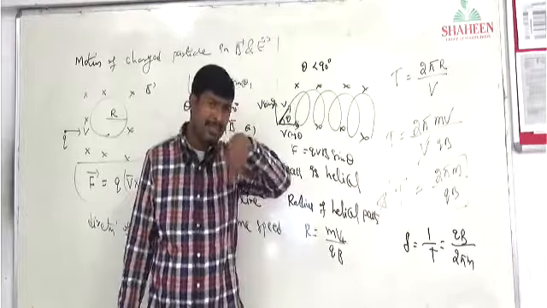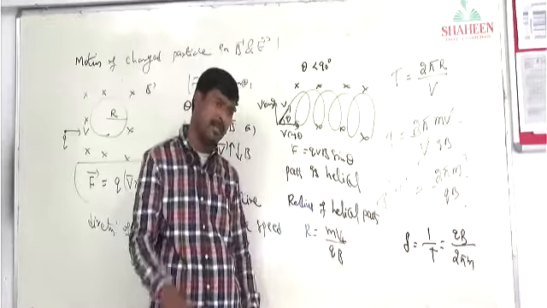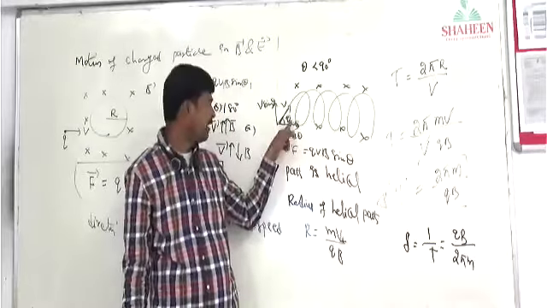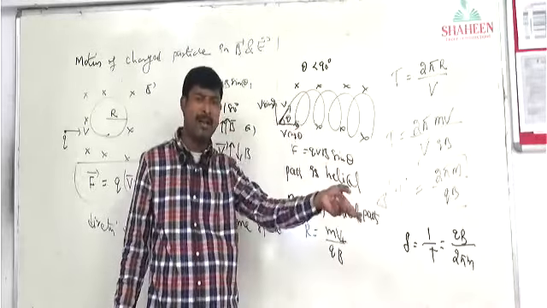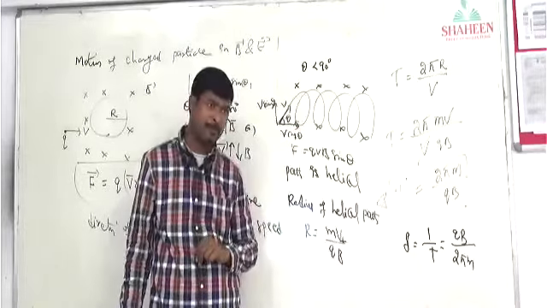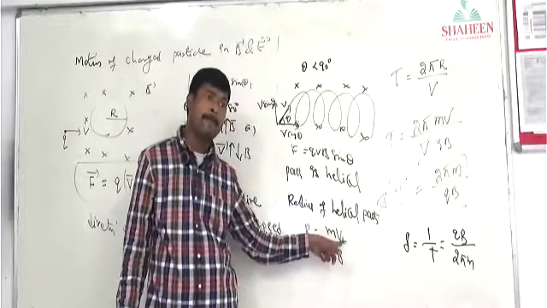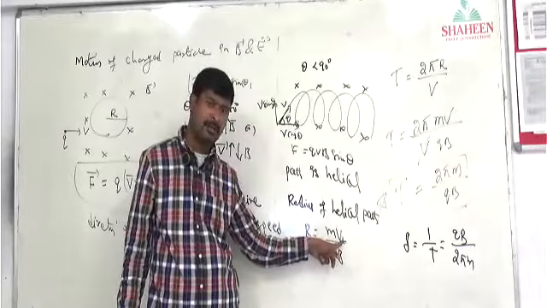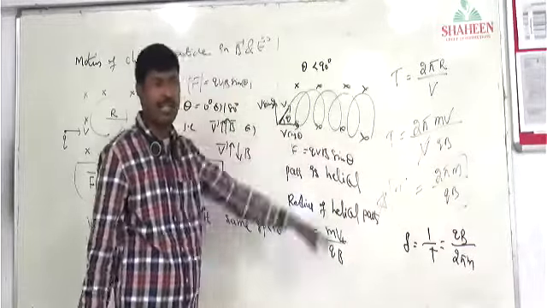The normal radius of a circle is what? mv by qB only, the direct velocity, because there v is directly perpendicular. But here v is not perpendicular, a theta angle is there. Two components will come, one along B bar, one perpendicular to B bar. So which component do we have to take? V perpendicular component. Correct?